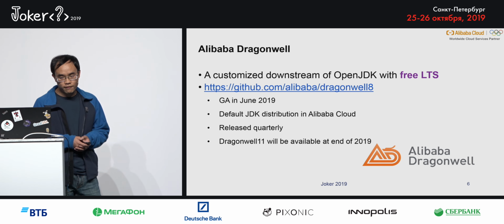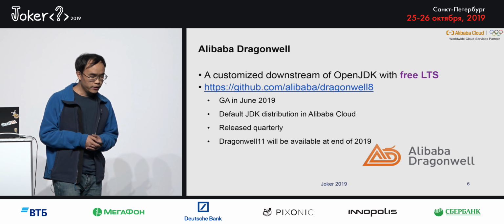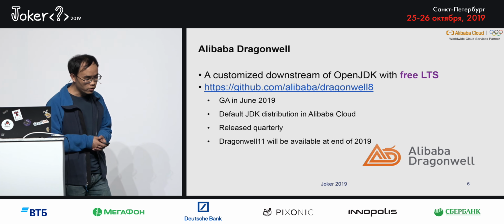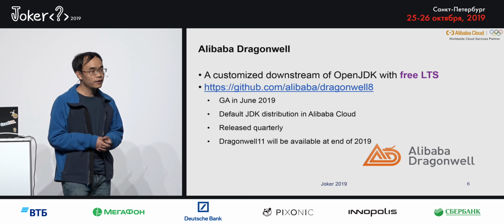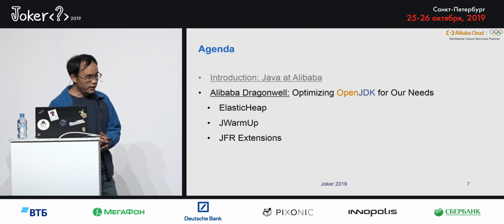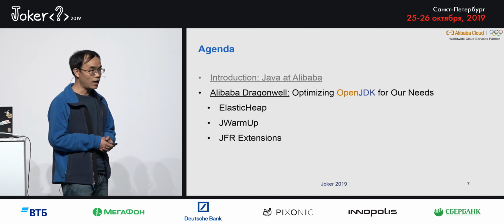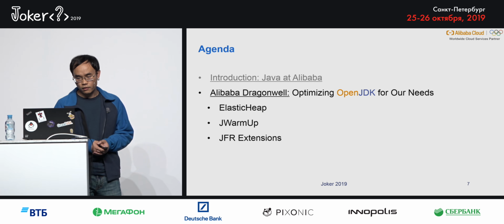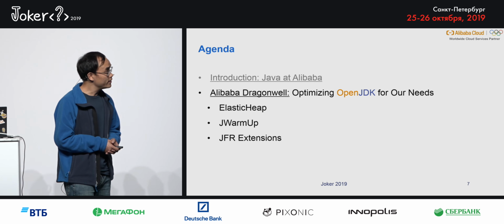So far, for Alibaba Cloud, Alibaba Dragonwell has been the default JDK distribution. We release Alibaba Dragonwell quarterly. We are planning to release Dragonwell 11 at the end of this year. Okay, I think this is a general introduction to our background, how we use Java inside Alibaba. Now let's go to the major part, the technical discussion about these three features.